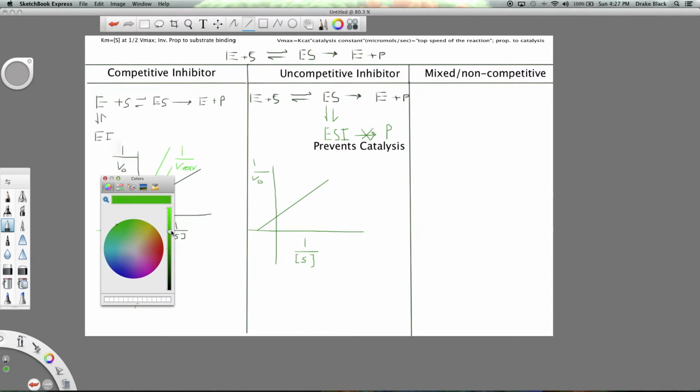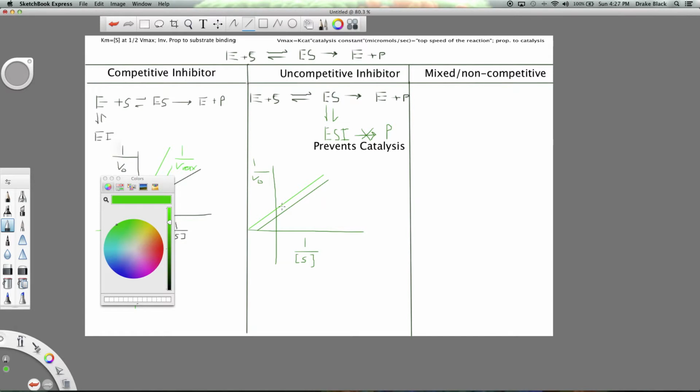And then once an inhibitor is added, it gets shifted this way, like this. And you'll notice that these lines are parallel. So if you see a graph like this, and the lines are parallel, that means it is an uncompetitive inhibitor.